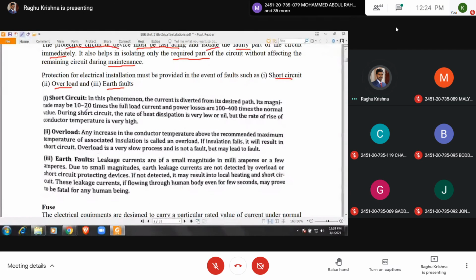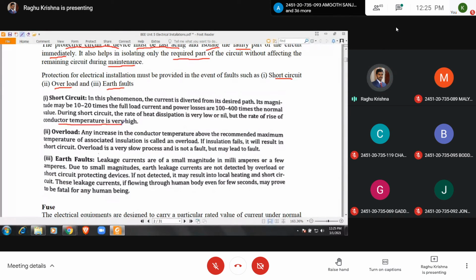So what is meant by short circuit? In this phenomenon, the current is diverted from its desired path. Its magnitude may be 10 to 20 times the full load current, and power losses are 100 to 400 times the normal value. During short circuit, the rate of heat dissipation is very low or nil, but the rate of rise of conductor temperature is very high.